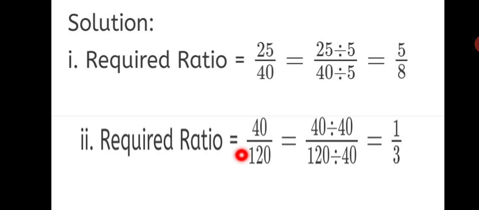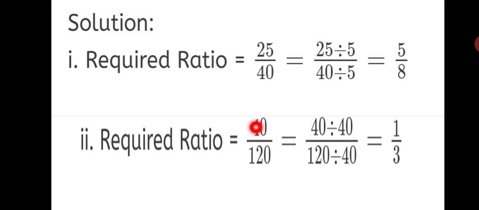Now you can strike off this 0 and 0 and then take 4 upon 12 and reduce it to 1 upon 3 by dividing by 4. Or as shown here, you can divide by 40 and get your answer 1 upon 3. Whichever way it's easy for you to reduce, you can reduce.